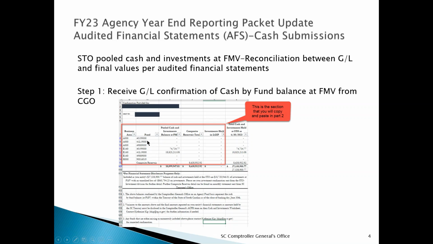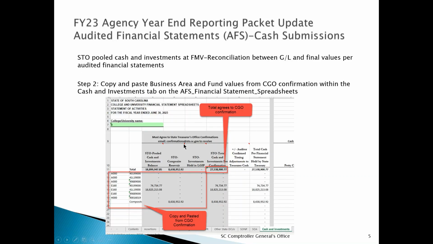So what you're going to do when you start to prepare your reconciliation, you're going to copy and paste this value right here, and you're going to go onto your spreadsheet right here. This is the 2023 template that you've received. You're going to go under cash investments value, and you're going to paste it into this area, okay? And this total needs to agree to the confirmation. So your starting value is going to agree with our number.